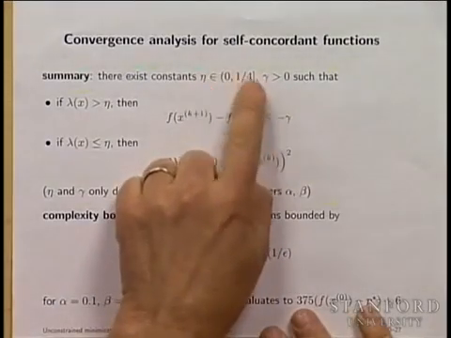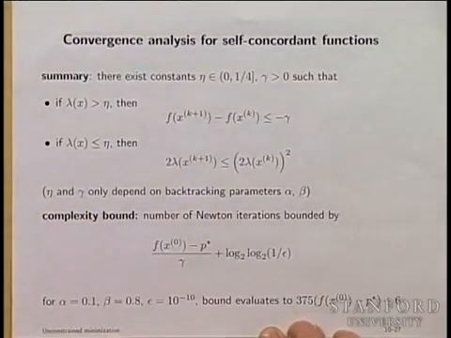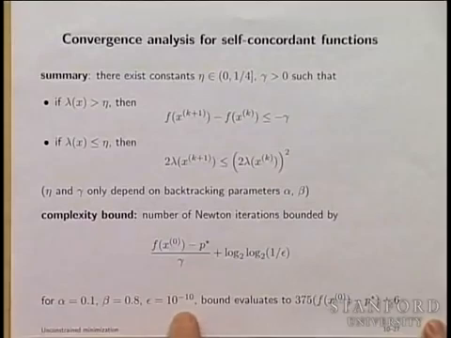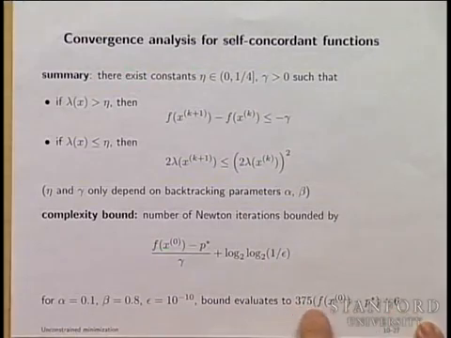Now, here's the most amazing thing. These numbers here depend on alpha and beta. They're not hard to work out. If you use typical numbers of alpha and beta, and epsilon is 10 to the minus 10, seems like quite a reasonable final stopping criterion, then the numbers work out to 375 plus 6. It's 375 times the difference in the function plus 6.